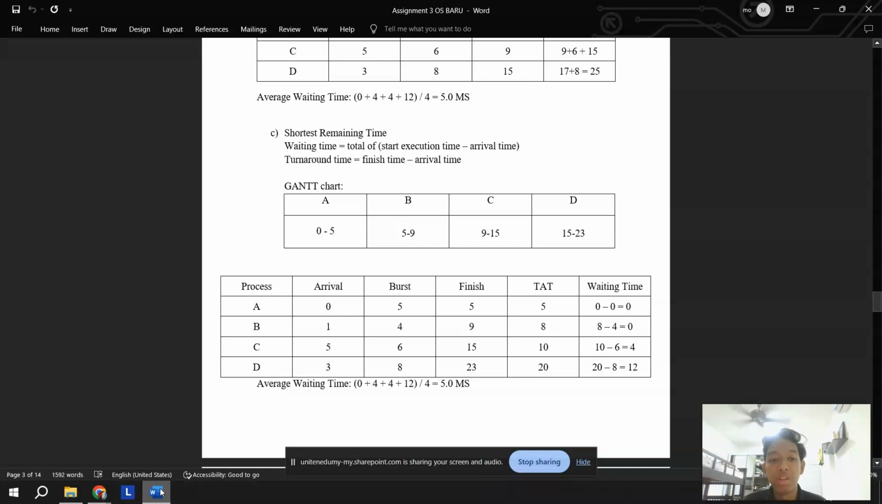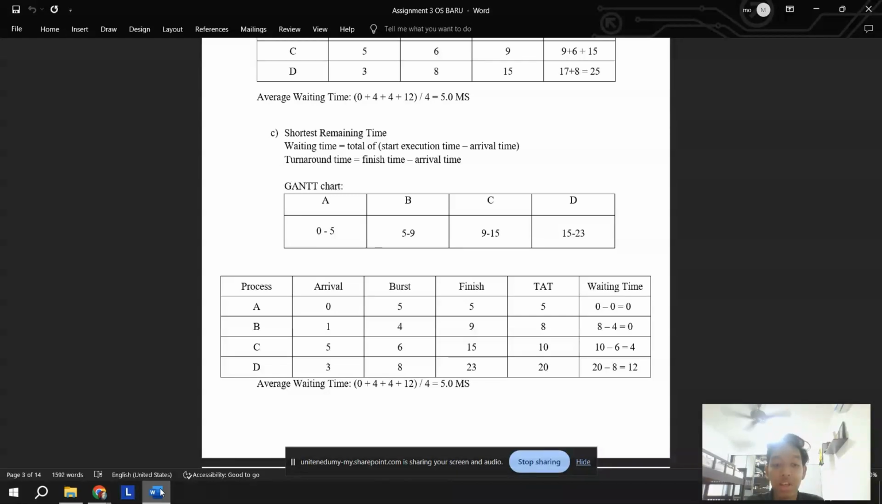Now moving to question C, which is shortest remaining time scheduling. My assigned process is process B. So process B arrives at time 1 with a service time of 4 units. According to the Gantt chart, process B starts execution after process A completes, specifically from time 5 to 9. To calculate the waiting time for process B, waiting time is equal to start time minus arrival time, which is 5 minus 1, and equals 4 units.